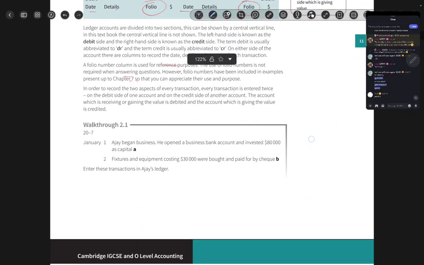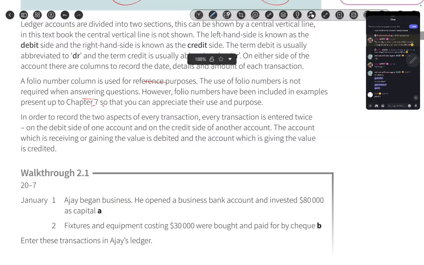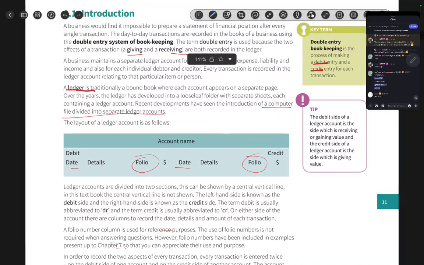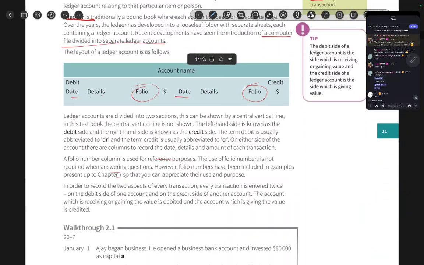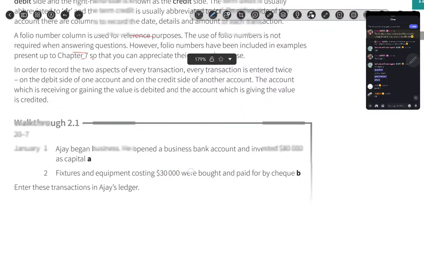Now, to record the two aspects. What do we mean by two aspects? The two sides of a transaction, right? The giving side and the receiving side. What do we have to do? You have to record it twice: on the debit side of one account and the credit side of another account. Now let's see an example.